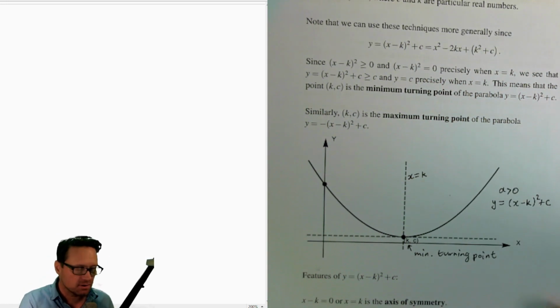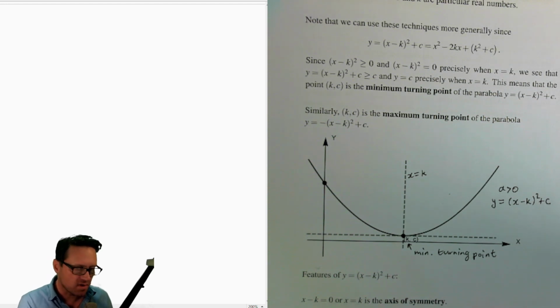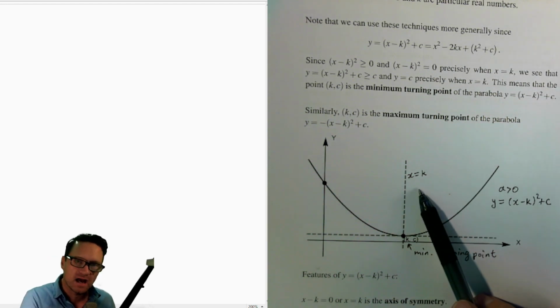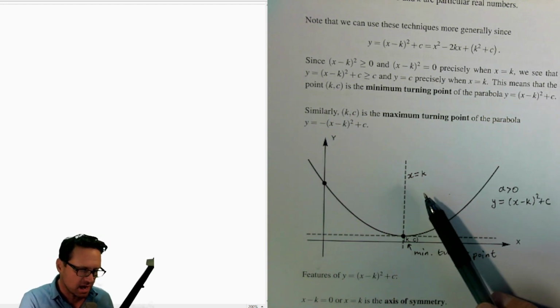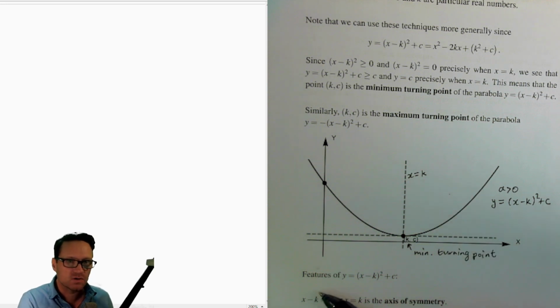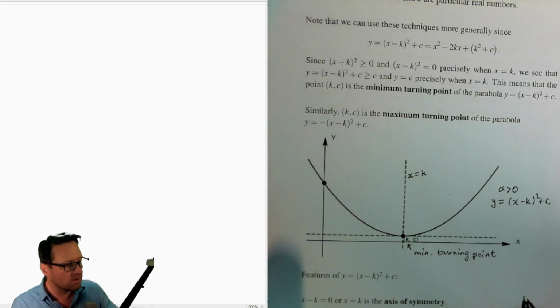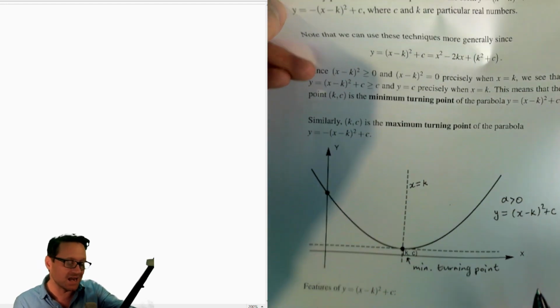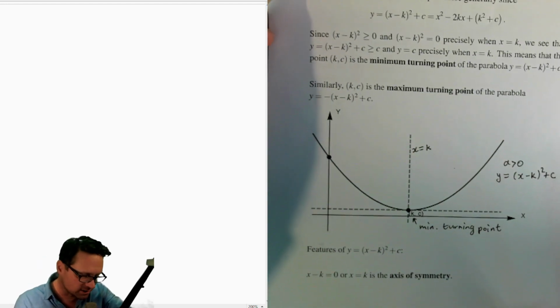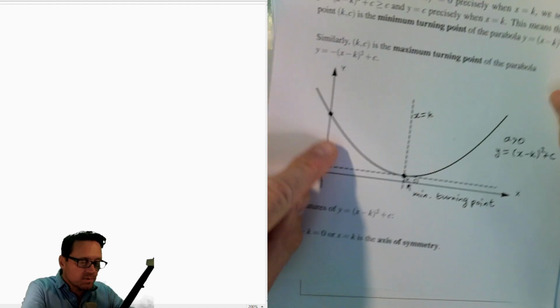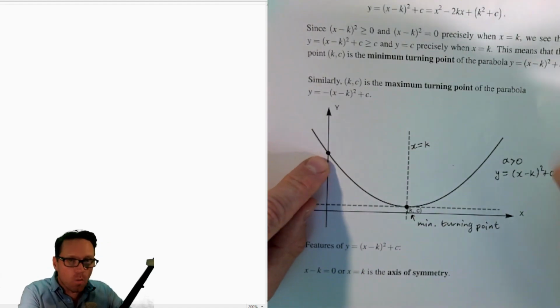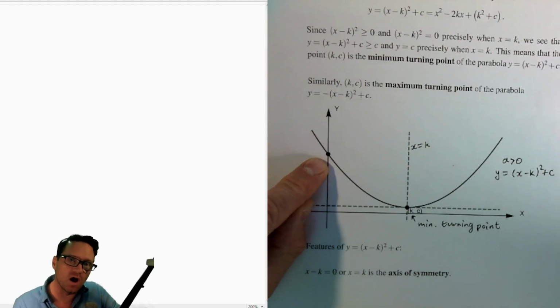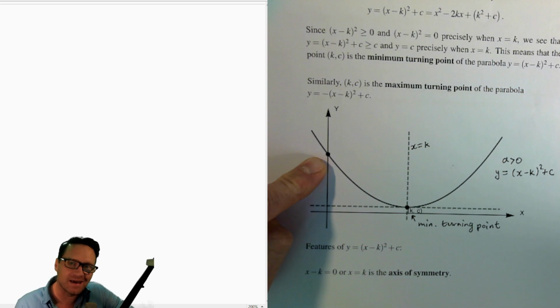Okay, so now let's consider a few features of this parabola. We've already pointed out that we have our axis of symmetry at x equals k, which occurs when x minus k is 0, and that's just a rearrangement of x minus k equals 0 to obtain x equal to k, called our axis of symmetry. But here, let's notice we have a y-intercept. Now, there's always a y-intercept. There's not always a real x-intercept.